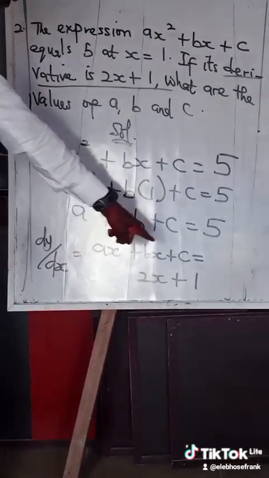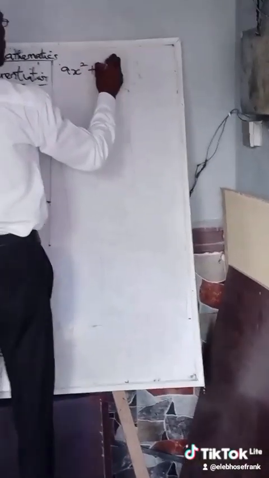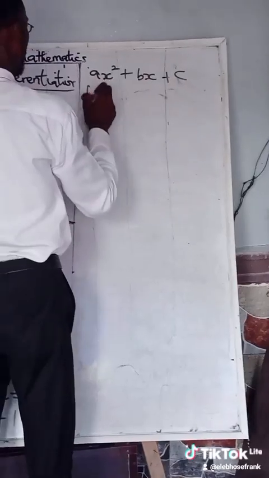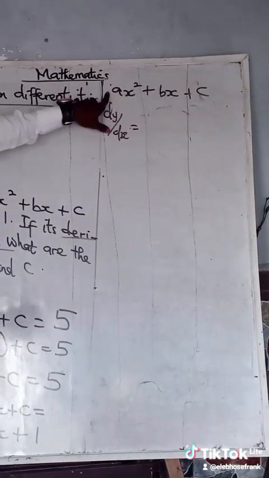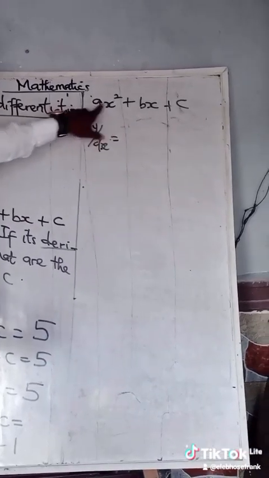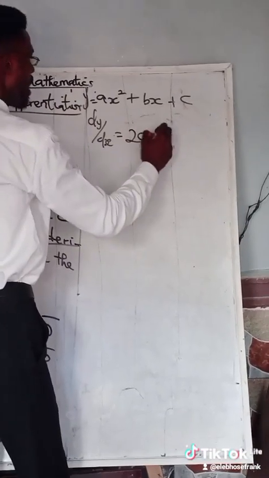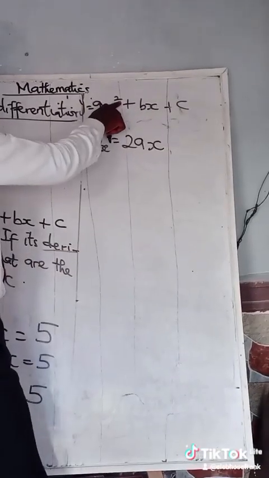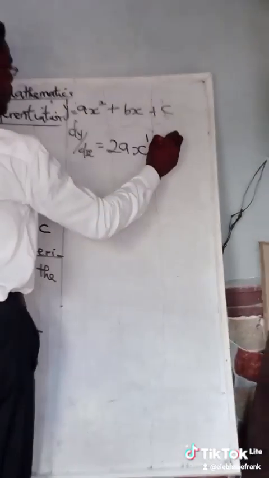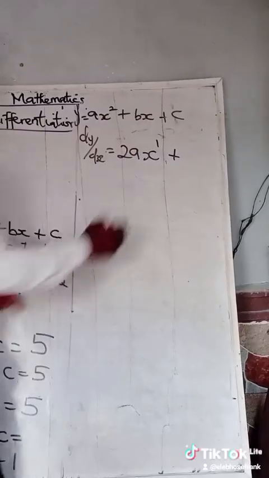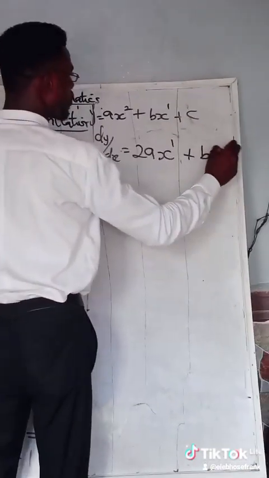Now, let's differentiate that. So, if we have ax squared plus bx plus c, differentiating this, dy/dx, don't forget, the power is going to multiply the coefficient, which is a. So 2 times a gives 2ax. Now we reduce the power by 1. That's 2 minus 1, which gives us 1. Plus the same thing here. I've told you before, bx means bx to the power what? 1. So 1 times b gives us b. X raised to the power 1 minus 1 gives us 0.